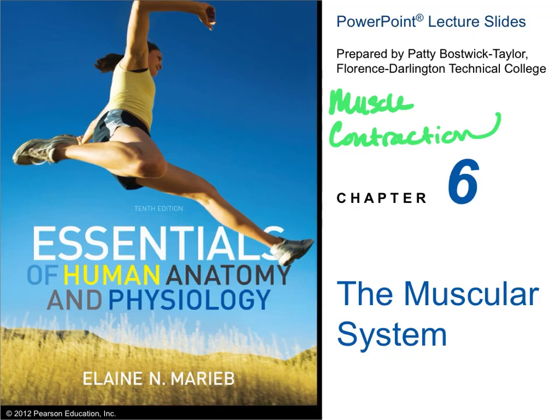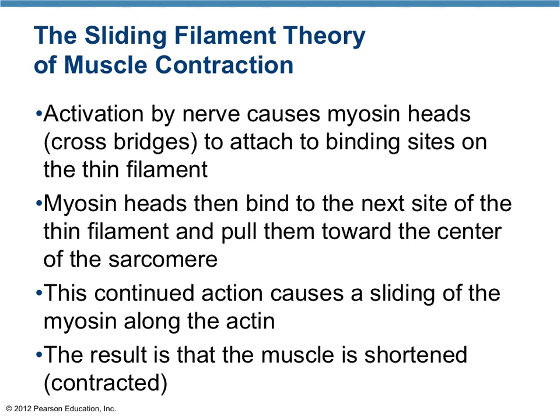In this lecture, we're going to go over how muscles contract. The name for the way muscles contract is called the sliding filament theory. So activation by nerves, which we talked about in the last lecture, causes the myosin heads of the thick filaments, or cross bridges, to attach to binding sites on the thin filaments, or actin. Myosin heads then bind to the next site of the thin filament and pull them towards the center of the sarcomere, towards that bare zone.